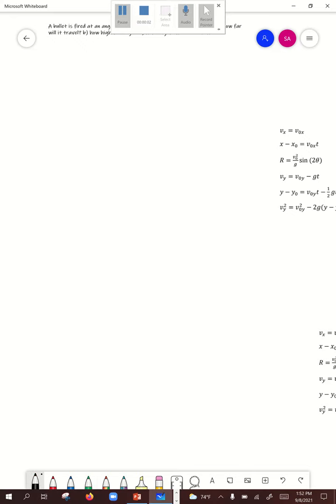Okay, so I want to make a quick recording of a problem with a bullet being fired at 60 degrees at 215 meters per second. I want to know how far does it go, how high does it go, and how long is it in the air. So let's just draw a quick sketch of what's going on.